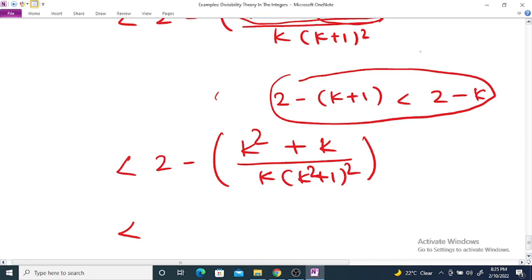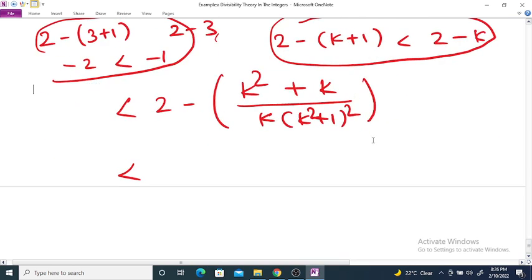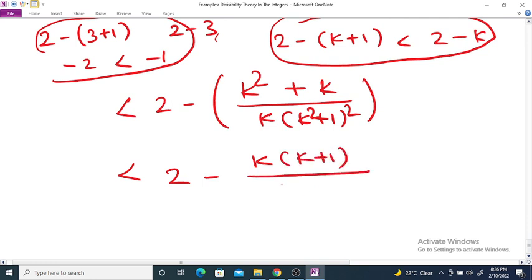You can check here: 2 minus (3 plus 1) is minus 2, and 2 minus 3 is minus 1. So minus 2 is less than minus 1. So by using this technique we can write k square plus k plus 1 is less than k square plus k. So if we take k outside, it is inside the bracket k plus 1, divided by k into (k plus 1) bracket square.